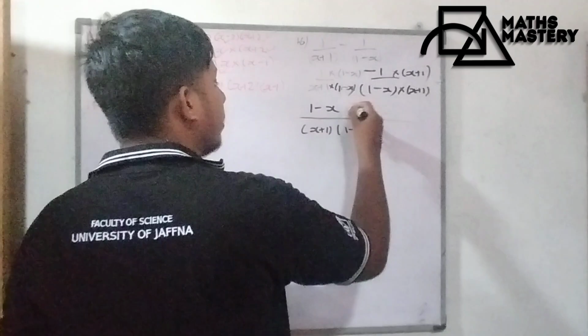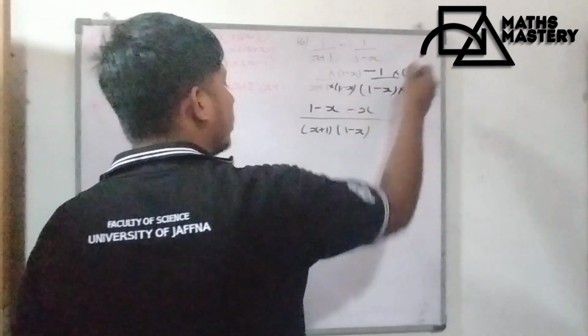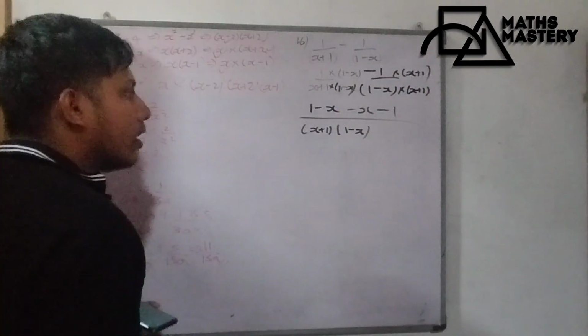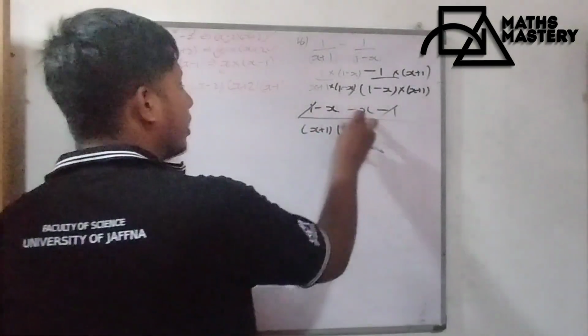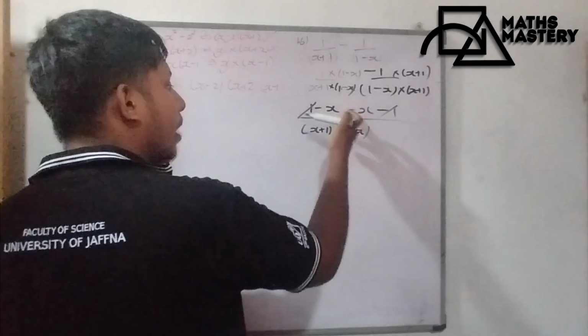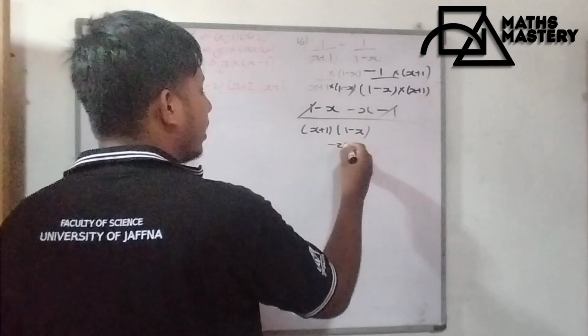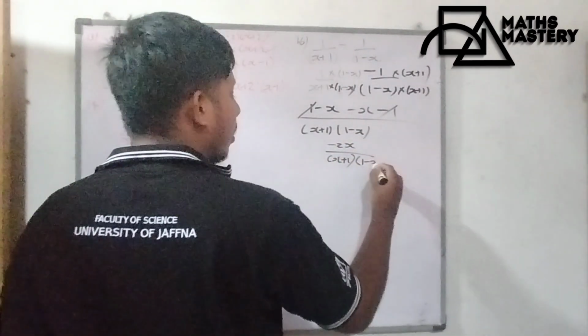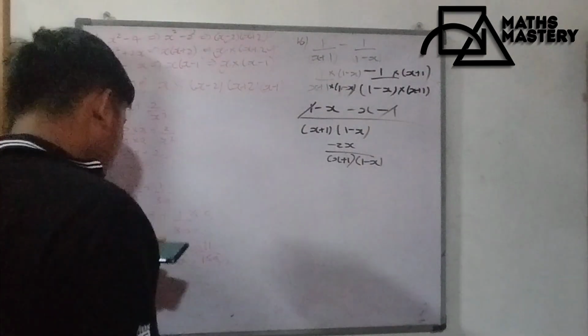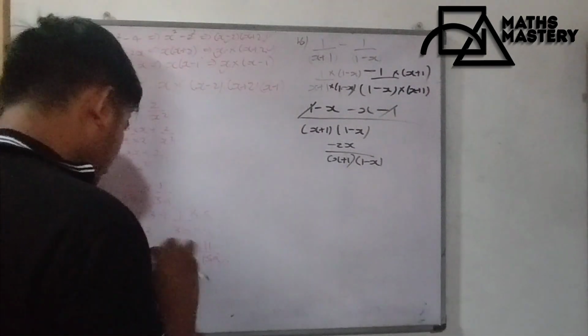And here you can see clearly there's a minus here. Minus 1 times x, it's minus x. Minus 1 times plus 1, again it's minus 1. Now you can clearly see plus 1 and minus 1 cancel. So minus x, if you add, because minus minus same sign adds, so the final answer is minus 2x over x plus 1, 1 minus x. That is the answer of the question number 16.